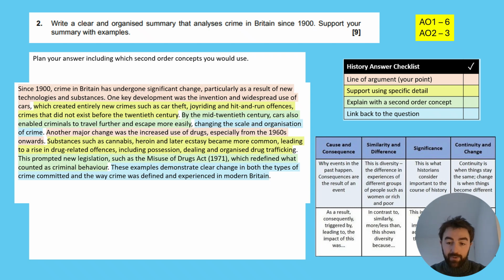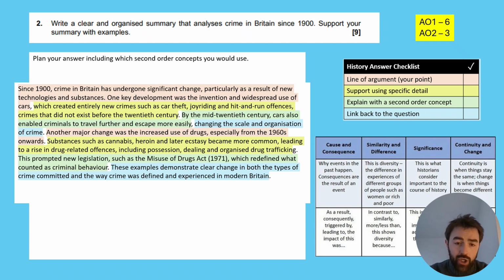So after that explain with a second order concept, you'll see it then says changing the scale and organisation of crime. There's that link back to the question. If you don't link back to the question, you're not going to be as successful, because it says in the mark scheme, you've got to be consistent, you've got to be focused. And when it says that, that basically means it is telling you to constantly link back to the question and constantly stay along the same line of argument. After that, we've got another good example there.